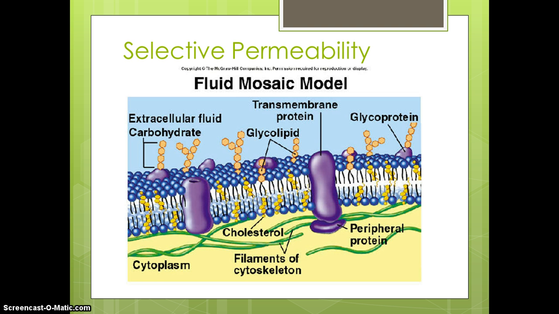Selective permeability. The fluid mosaic model explains how membranes regulate cell traffic. It is a lipid bilayer which is nonpolar and hydrophobic. Nonpolar and smaller molecules can easily pass through.